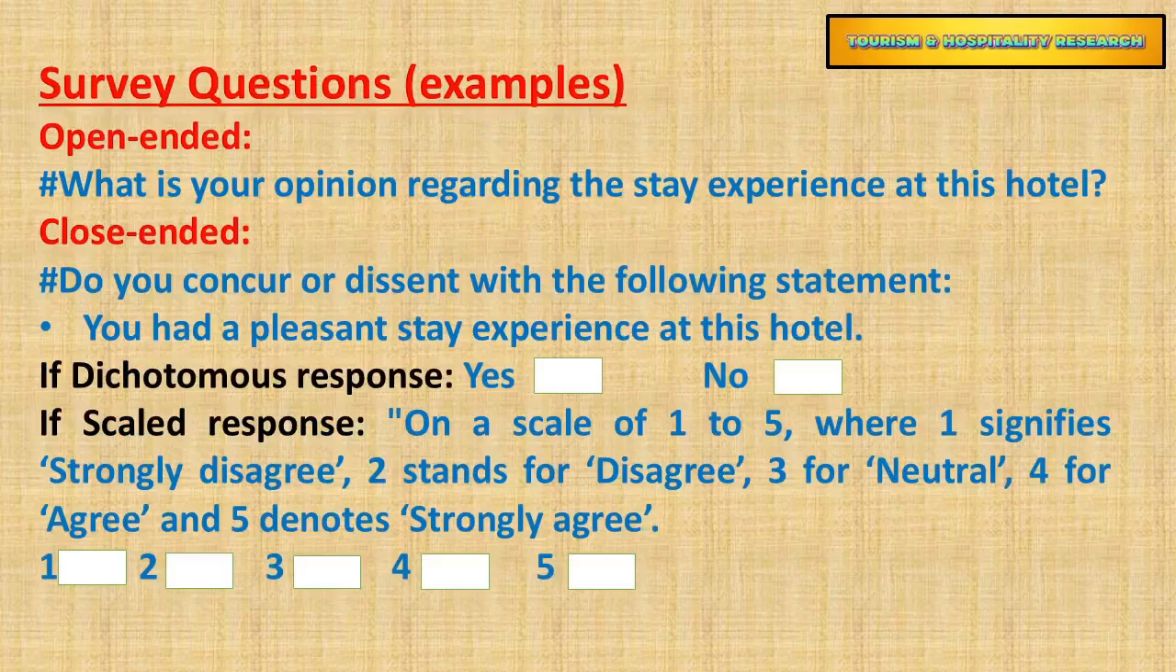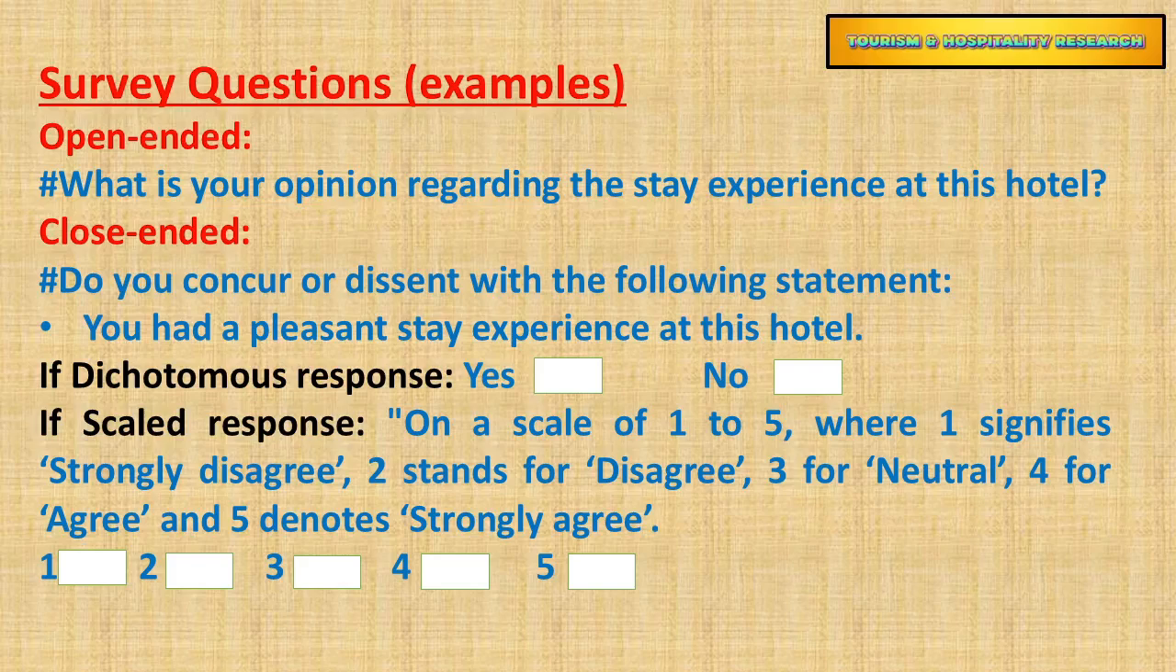So here is an example of different kinds of survey questions which you can put in your survey questionnaire form. The first being open-ended. An open-ended question could be framed like this: what is your opinion regarding the stay experience at this hotel? A close-ended question would be: do you concur or dissent with the following statement? You had a pleasant stay experience at this hotel? If you are giving a dichotomous response option, you can give yes or no, where the respondent will be marking on either of the two options.